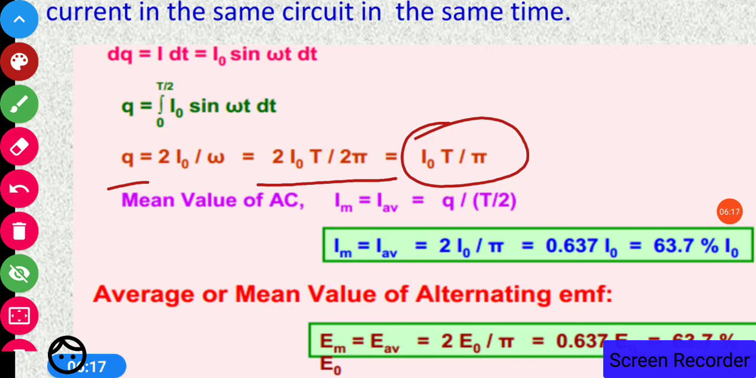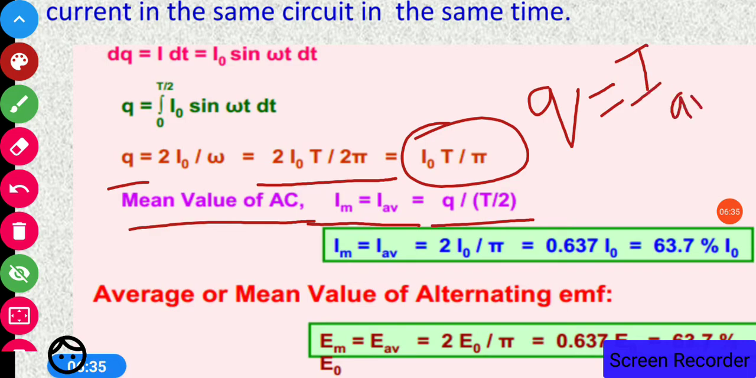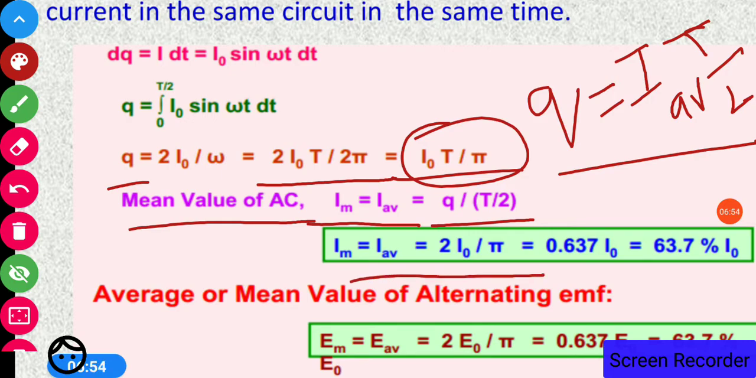Now by the definition of the average value of the AC, I average is also equal to the charge upon time for the half cycle. So from here we can say I average is equal to Q upon T by 2, or from the definition of the average value, we can write Q is I average into T upon 2. This value of the charge and that value of the charge are both the same according to the definition. So if we equate these two, we get the result I average is equal to 2 I naught upon pi.